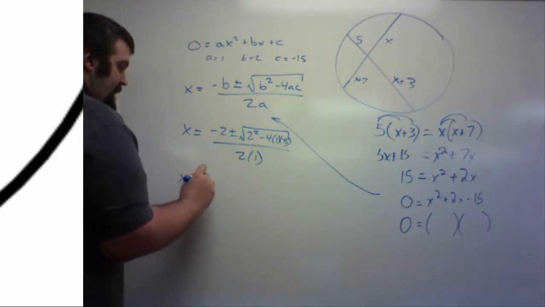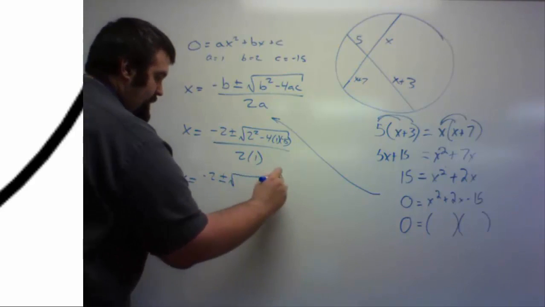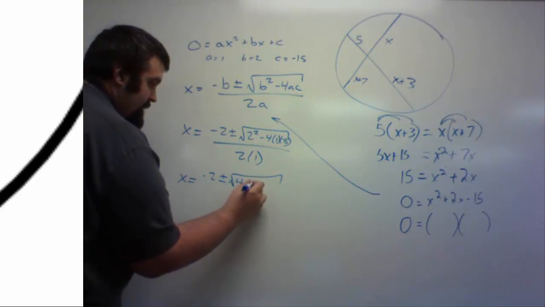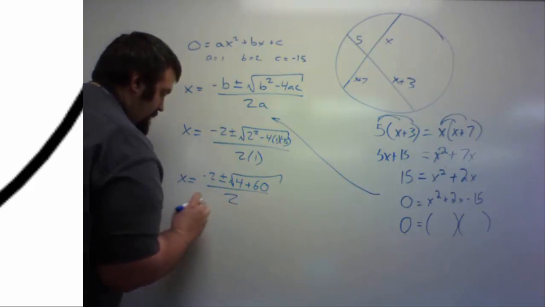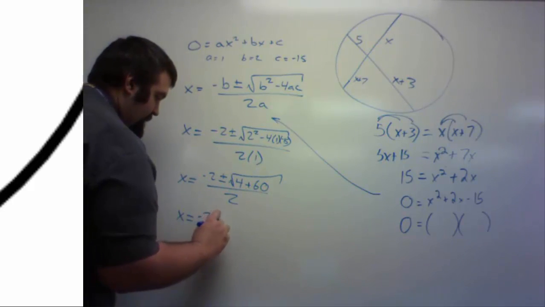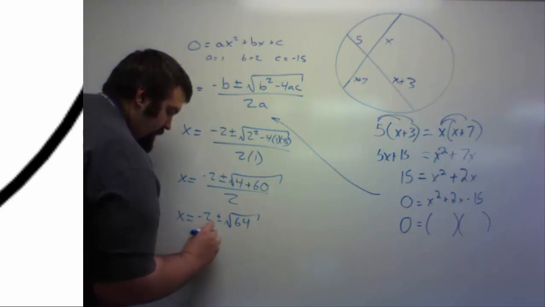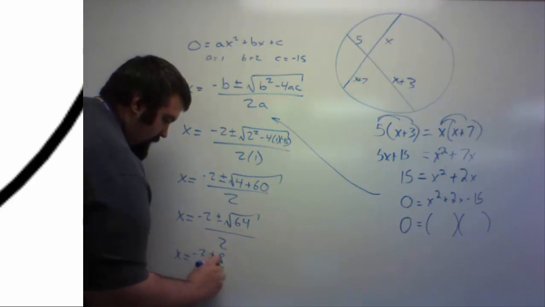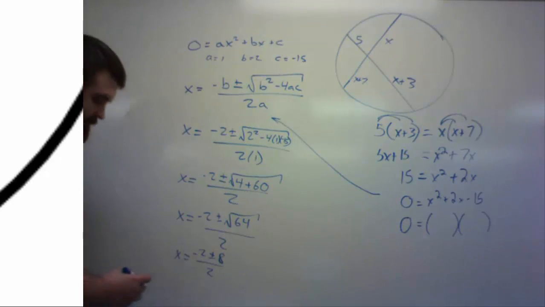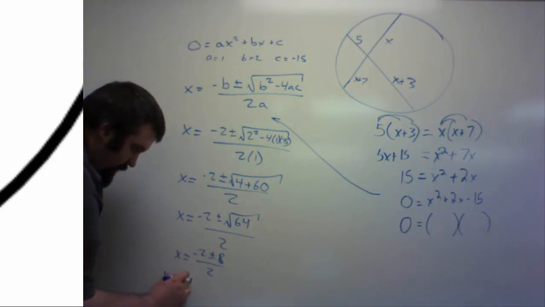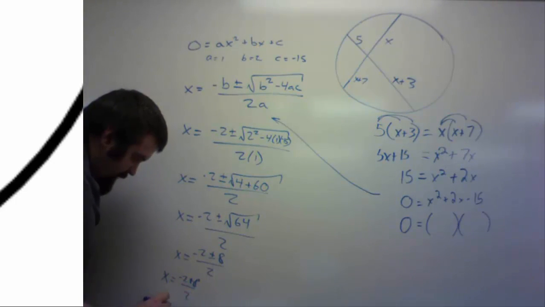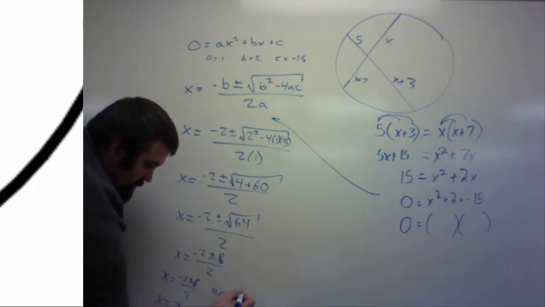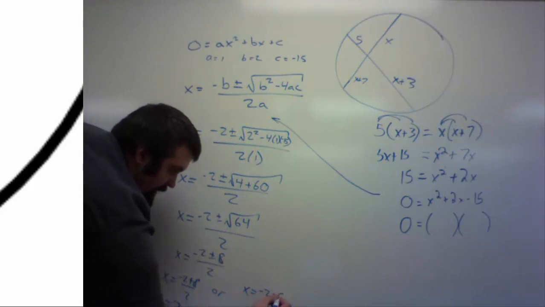So x equals negative 2 plus or minus square root of 4 plus 60 all over 2. x equals negative 2 plus or minus the square root of 64 all over 2. So x equals negative 2 plus or minus 8 over 2. And then there's two different answers there. x equals negative 2 plus 8 over 2, which would be x equals 3. Or the other option would be x equals negative 2 minus 8 over 2, which means x would equal negative 5.